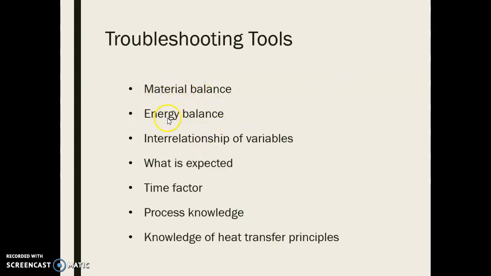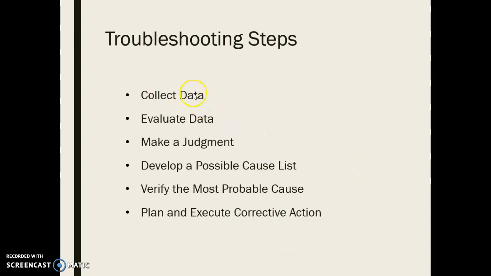We look at material balances, energy balances, interrelationship of variables, what is expected, time factor, process knowledge, and knowledge of heat transfer principles. We collect the data, we evaluate the data, we make the judgment, we develop a possible cause list, we verify the most probable cause, and then we plan and execute a corrective action. Always keep in mind the safety issues and the communication issues. Make sure you communicate with everyone, use lockout/tagout if you have to, and always document what you did so the next person knows what changes were made. Always the safety issue.